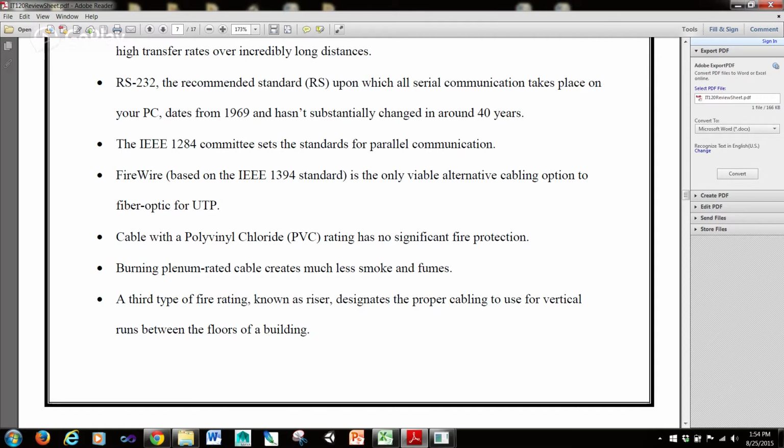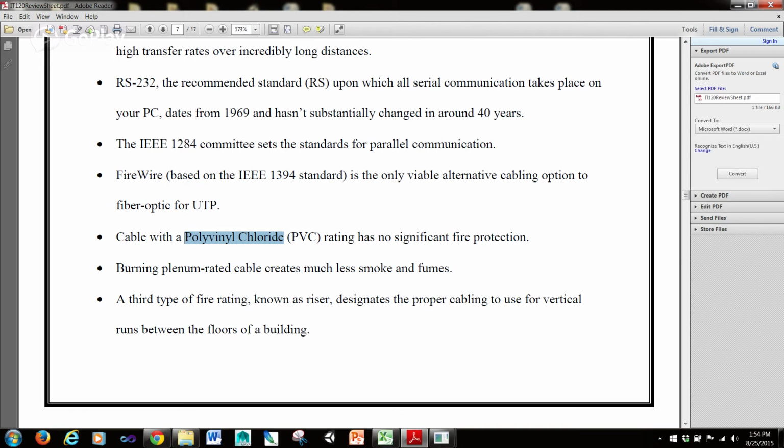RS-232, the recommended standard RS upon which all serial communication takes place on your PC, dates from 1969 and hasn't substantially changed in around 40 years. The IEEE 1284 committee sets the standards for parallel communication. Now, FireWire, which is based on the IEEE 1394 standard, is the only viable alternative cabling option to fiber optic for UTP.